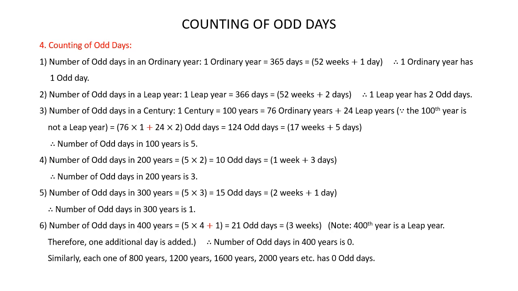So number of odd days in 100 years is 5. Number of odd days in 200 years is 3. Number of odd days in 300 years is 1. Number of odd days in 400 years is 0. Similarly, each one of the 800 years, 1200 years, 1600 years, 2000 years, etc. have 0 odd days. Be perfectly clear with this concept of counting the number of odd days. This will help you while solving problems on calendars.